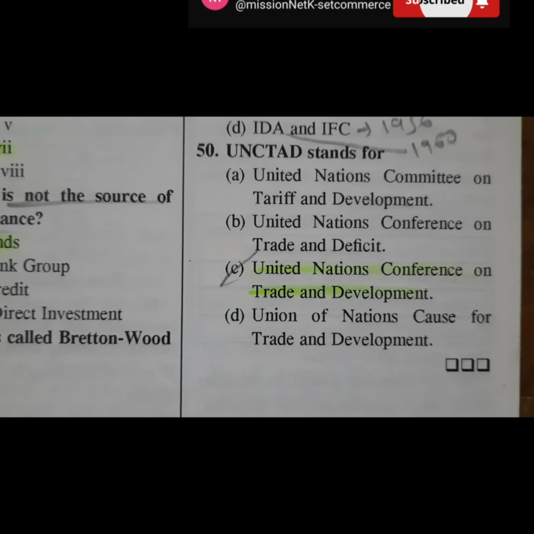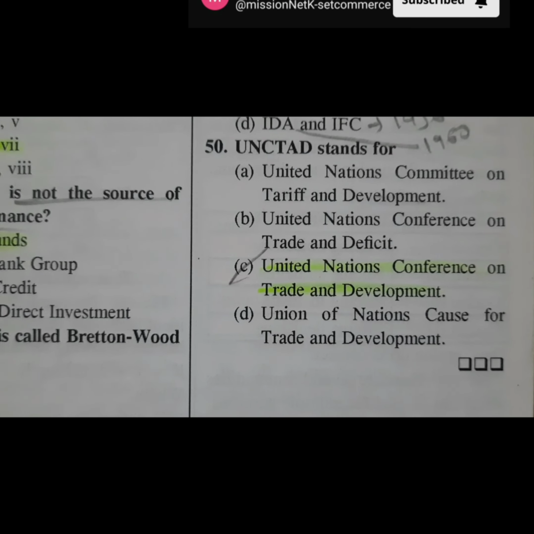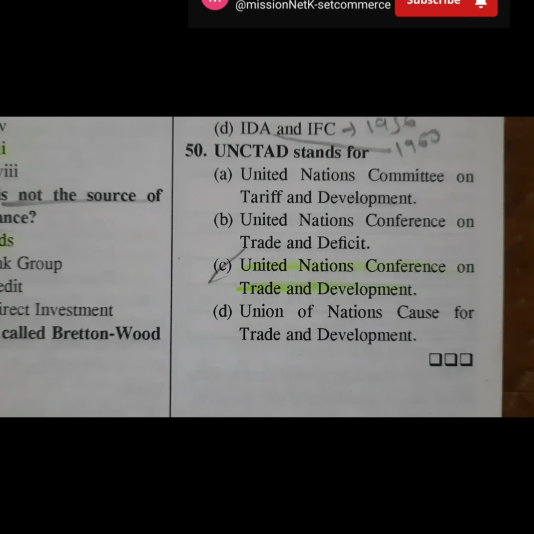Then the next question is, UNCTAD stands for? The right answer is option C, United Nations Conference on Trade and Development.